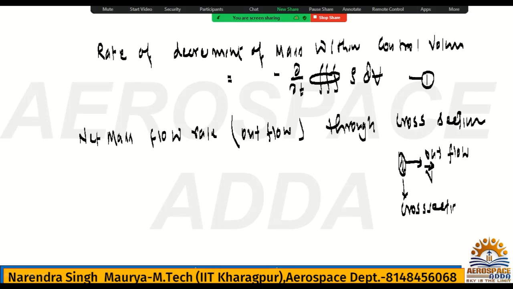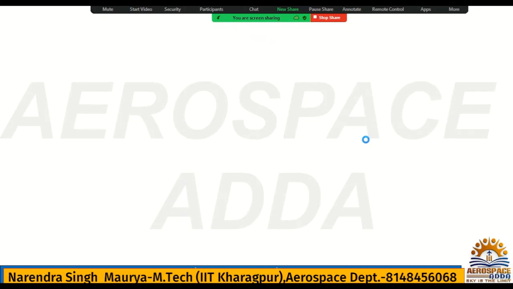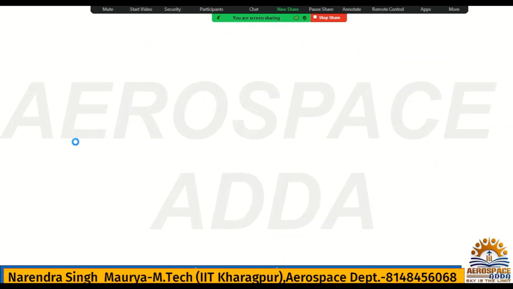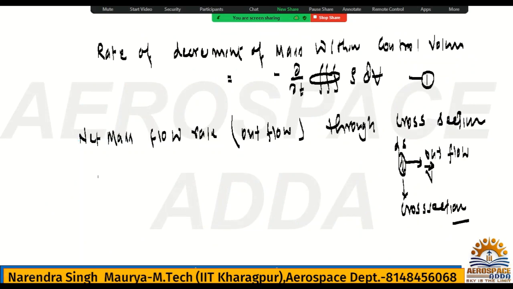Cross section. What is the cross sectional area? Elemental area ds. ds, yes or no? I have mentioned here, ds, elemental area. All right. Now what is the mass flow rate? Mass flow rate is nothing but rho, area, into velocity, yes or no? So you can write in terms of cross sectional area, I mean elemental area.